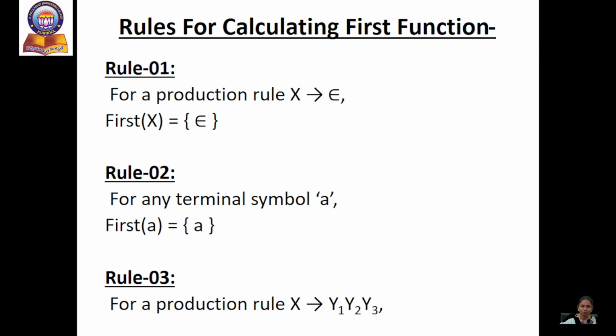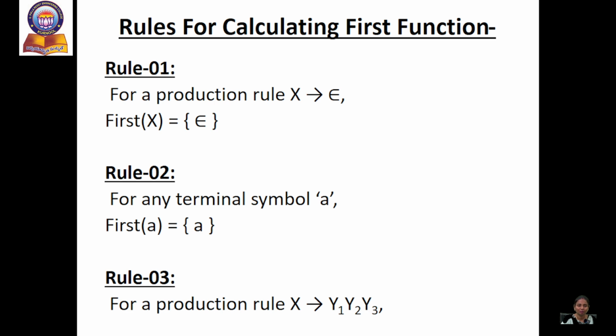Here are some rules to calculate the first function. Coming to rule 1, for any non-terminal, if it has epsilon in its production, then we have to consider that epsilon also as the first of that particular non-terminal. If there are no other productions and only epsilon is there, then we still consider that epsilon as the first function of that non-terminal.